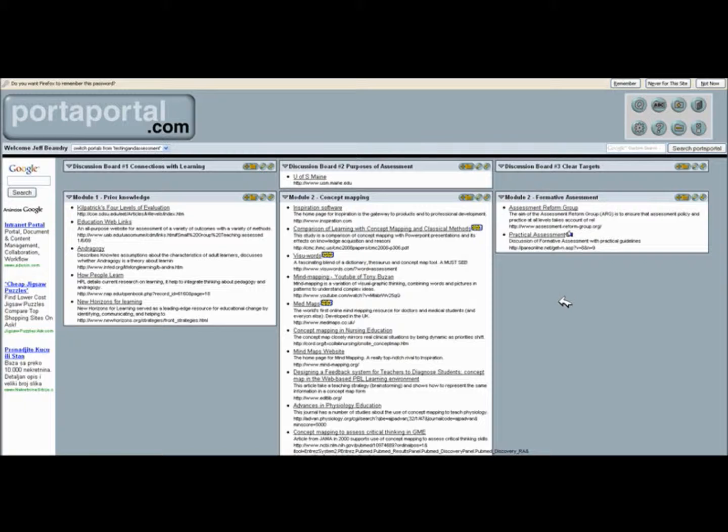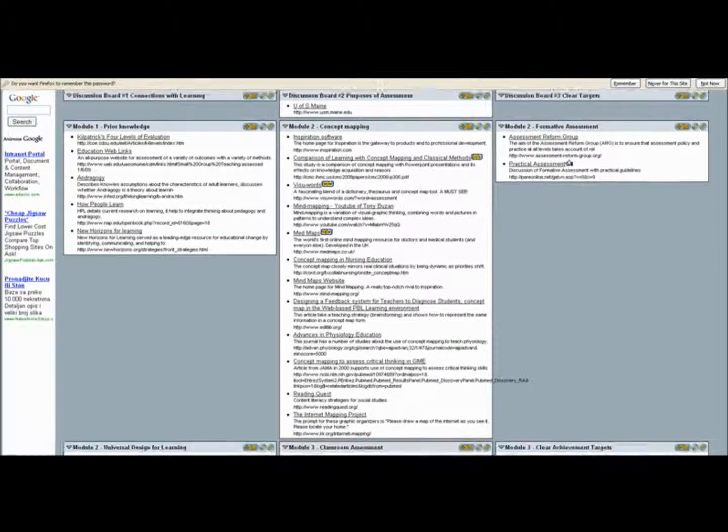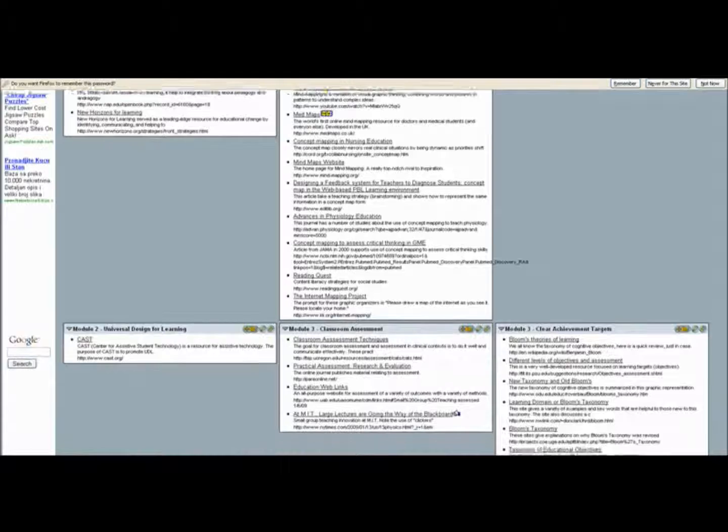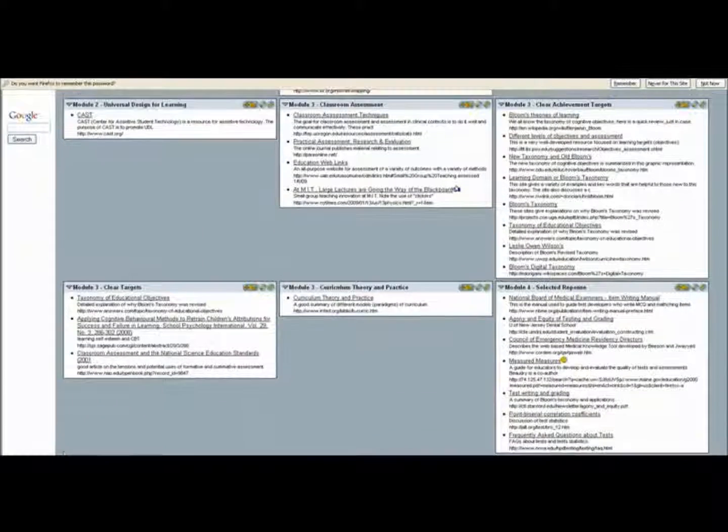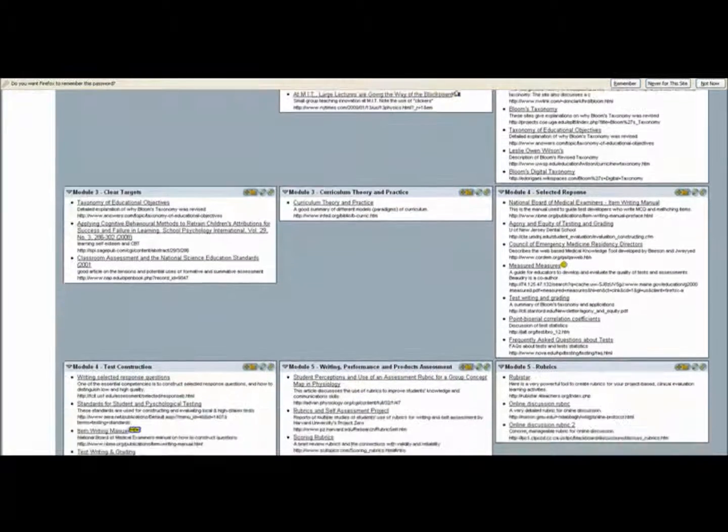As I said, the portal is active and full of links. This is the front page of the portal, so I'm going to pull down here. It's arranged in modules and in content. Kind of have to do a little bit of both. But we're talking about this integration of achievement targets, which is module 3, with selected response, which is module 4. So I think you can see how the two of those fit together.